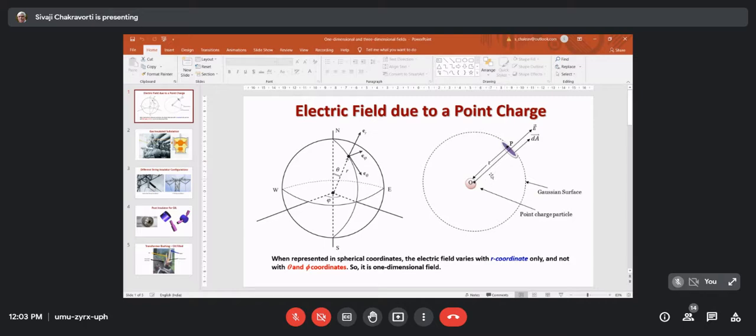Therefore, if I represent it in spherical coordinates, I can say this is a one-dimensional field. But not in Cartesian. You cannot do it in Cartesian. If you do it in Cartesian, then it will vary with x, y, z.